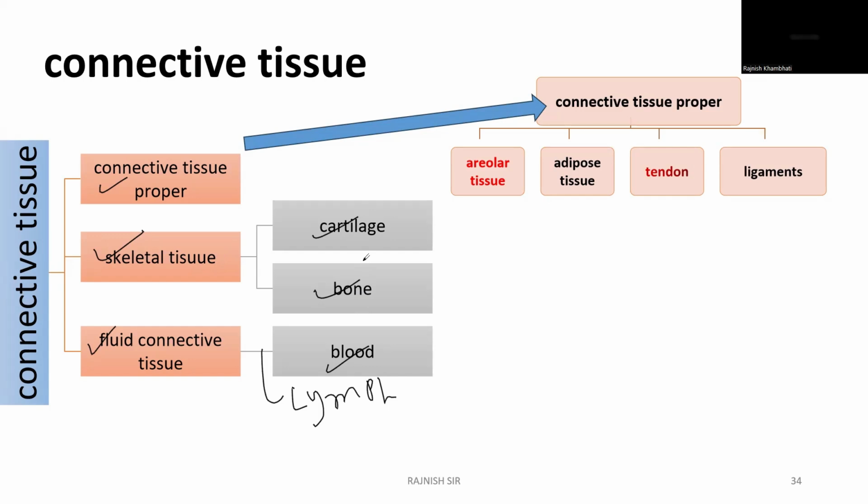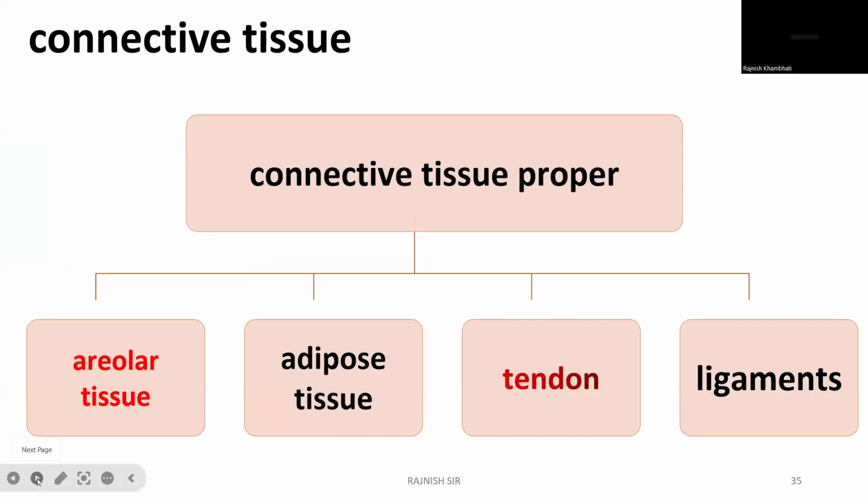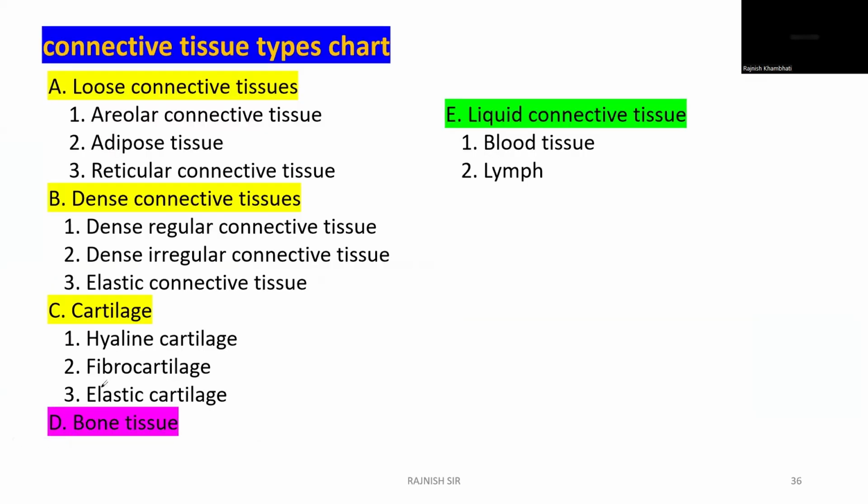And then the next is connective tissue proper. You can see that the examples of these tissues are areolar tissue, adipose tissue, tendons and ligaments. So these are the examples we are going to learn in connective tissues of animals. Let's move next. First, we will be learning the areolar tissue. And before that, this is the chart, okay?